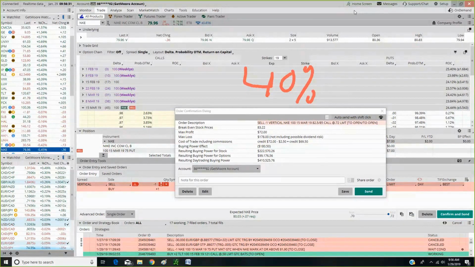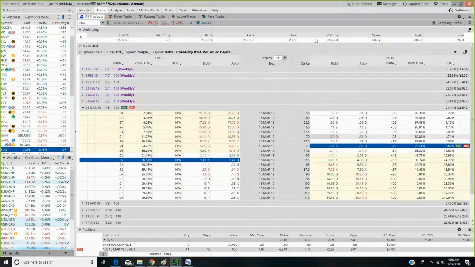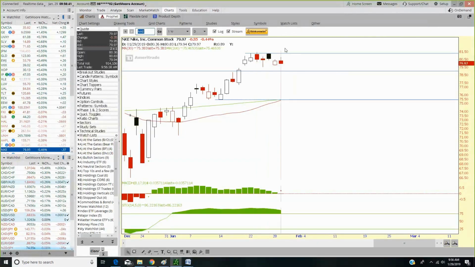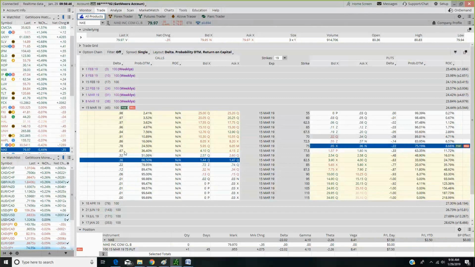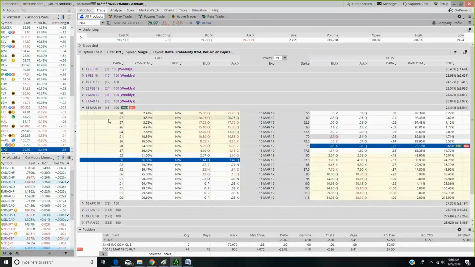Do you guys like this? It has a 66% probability of success. You've looked at the chart. It's above resistance. You're getting a 40% return on your money in the next 45 days. So 40% return on your money with a 66% probability of success, and you're above resistance. Is that good? You guys like that?